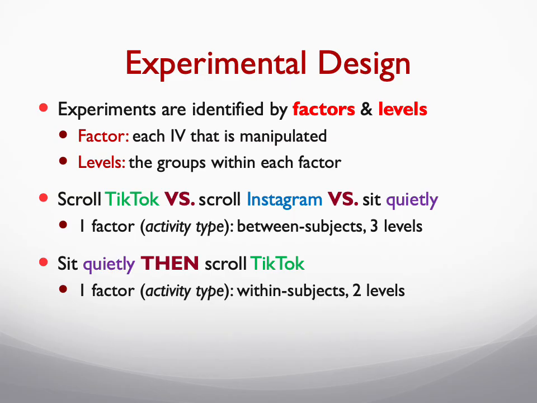If I wanted the same group to then scroll Instagram, it would then be 3 levels because I still have just 1 factor, activity type, but 3 different activities that they're engaged in over the course of the study. So importantly, each experiment is identified by its factor and levels. Levels are the groups within each factor. The factor is each independent variable that is manipulated. These are 2 very simple designs: 1 factor between subjects experiment, 1 factor within subjects experiment, 1 with 3 levels, 1 with 2 levels. Number of groups that I'm comparing.